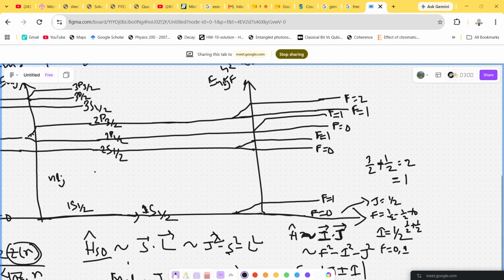Similarly, we can calculate for other levels, I'm not doing it. This is how in atomic physics you break all the degeneracy and get all the sublevels like this.